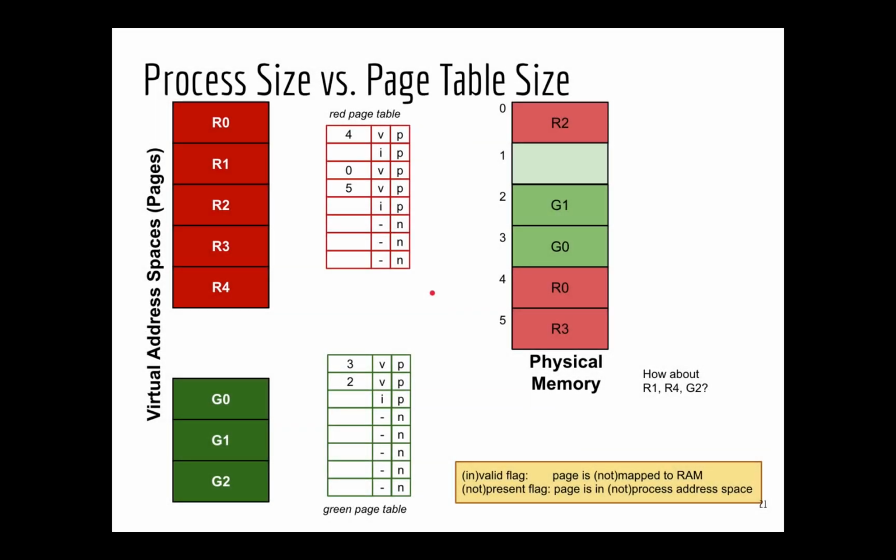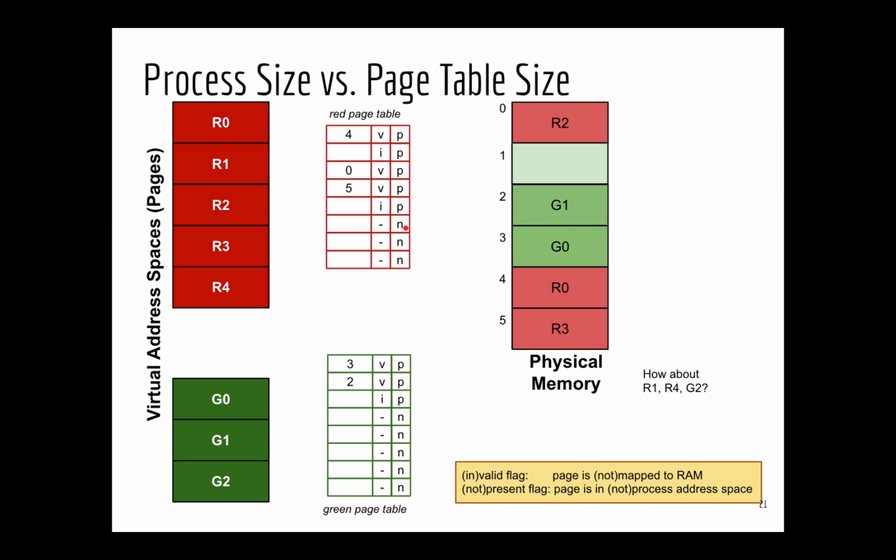Both page tables in the diagram have two extra columns. The VI column, or valid-invalid column, indicates whether a particular page is resident in RAM or not. The V's are associated with bit 1 and the I's are associated with bit 0. The second column, the PN column, present, not present column, indicates whether a particular page is part of the process image. The P's are associated with bit 1 and the N's are associated with bit 0.